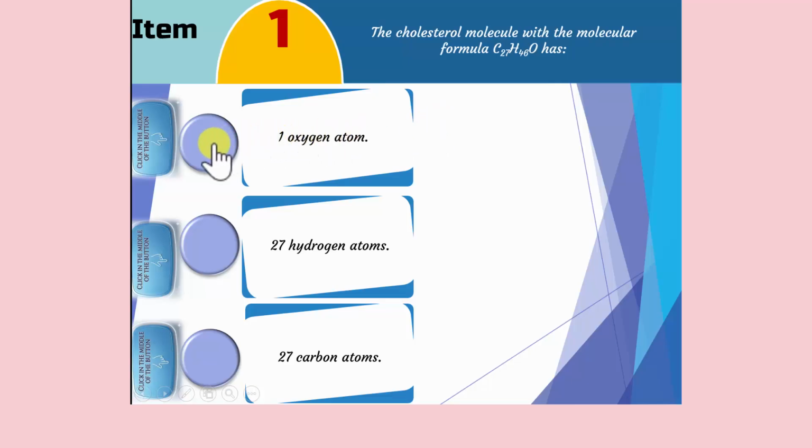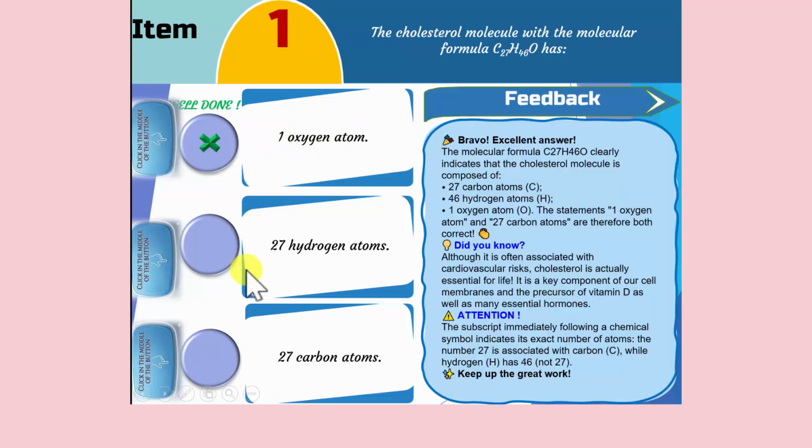The correct answers are 1 oxygen atom and 27 carbon atoms. The molecular formula, C27H46O, tells us the exact number of each type of atom. 27 carbon atoms, 46 hydrogen atoms, and 1 oxygen atom. So, the statement claiming 27 hydrogen atoms is incorrect. Remember, the subscript belongs to the chemical symbol immediately before it.